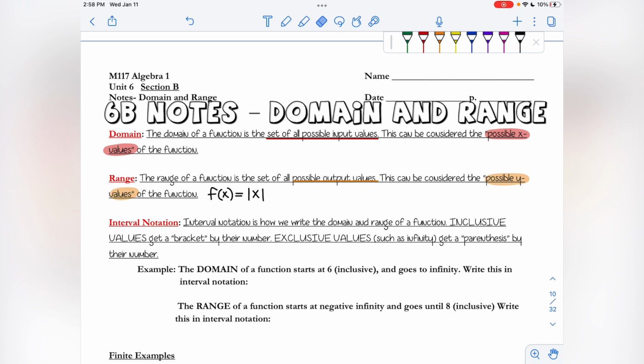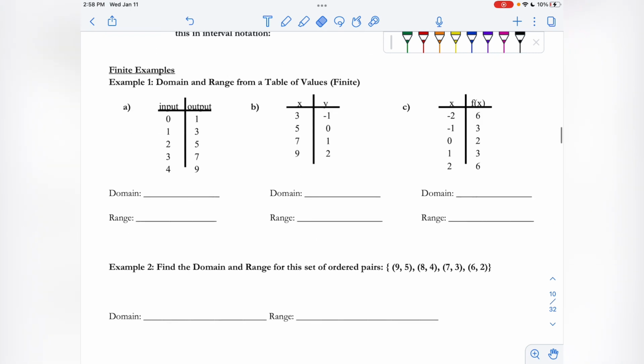So that's the gist. It might not make a lot of sense, but it will when we put some examples to it. We are going to write our answers out in what's called interval notation, and I'm going to come back to that in just a second. But first I want to do some of these examples.